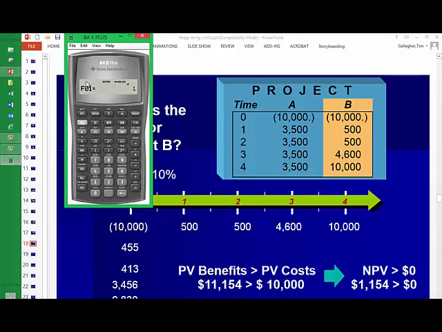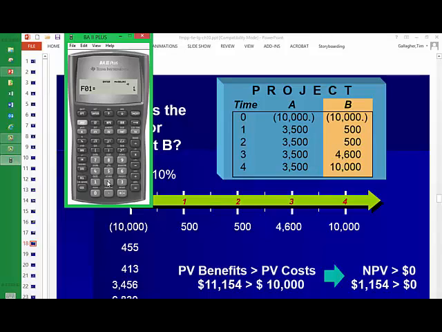You can see this F feature, which has a default value of 1, and I told you I would come back to it. So F stands for frequency. The calculator is trying to streamline things for us when you have the same number that occurs 2 or more times in a row. So in our case here, we have two $500 values, one at the end of year 1, one at the end of year 2.